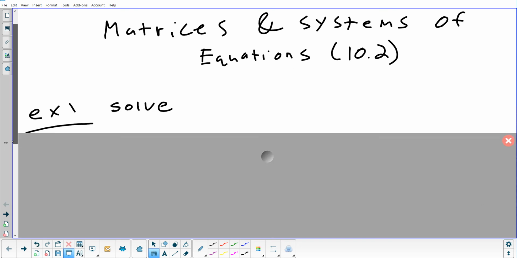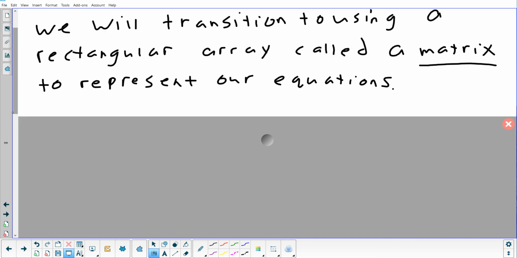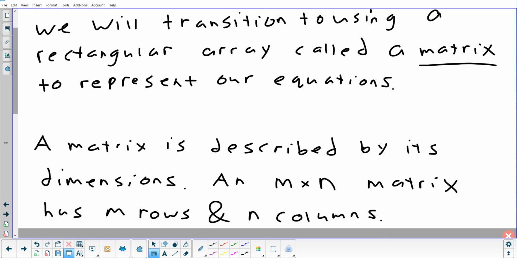All right, so let's take a look at this. So we've done substitution, we've done elimination, writing it all out. Now we're going to try to transition over to using a matrix. So a matrix, or you can also call it an array, it's the same idea, is described by its dimensions. Okay, it's always rows and columns. How many rows by how many columns?